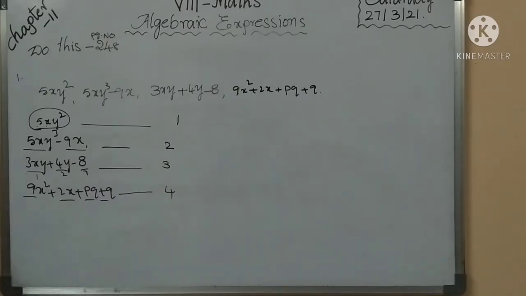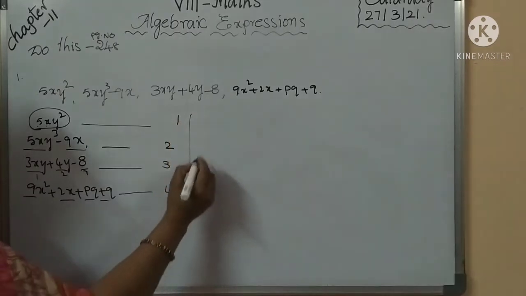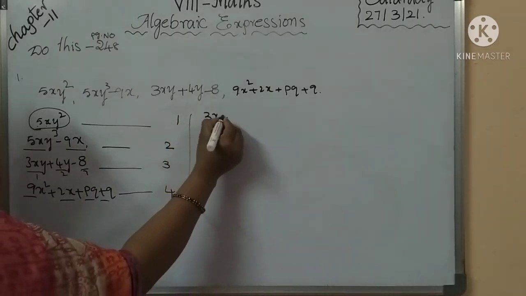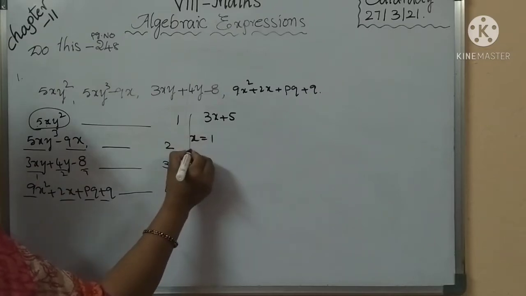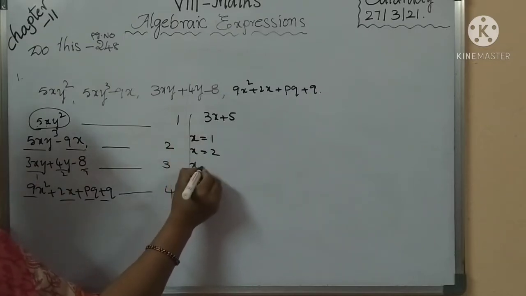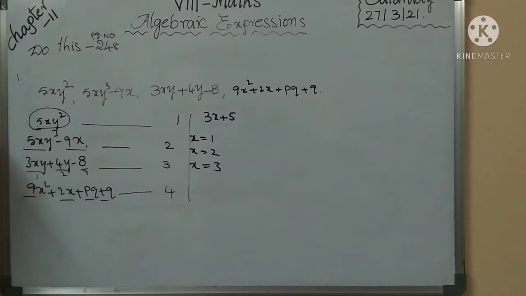Next one, what is the next one? Take different values of x and find the values of 3x plus 5. Observe that the problem is 3x plus 5, and we have to take x values of your wish, 1 and 2 and 3. We have to take any number.